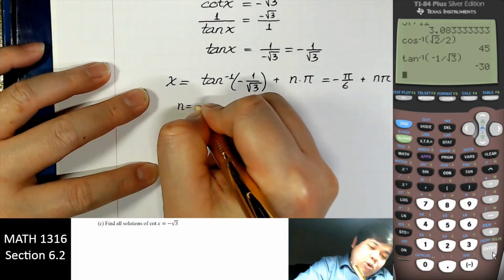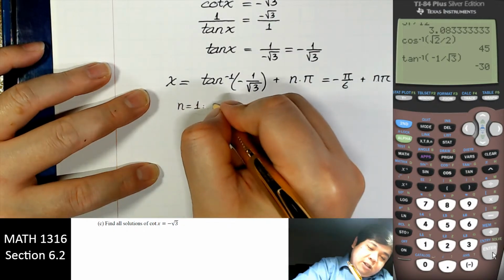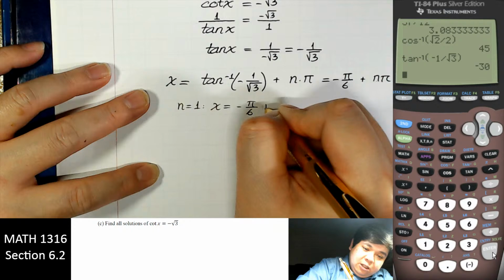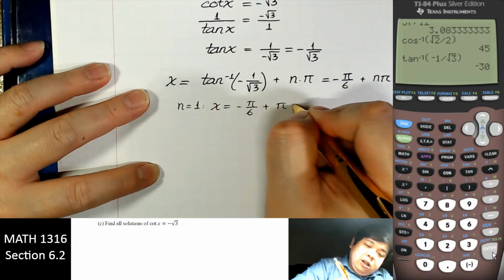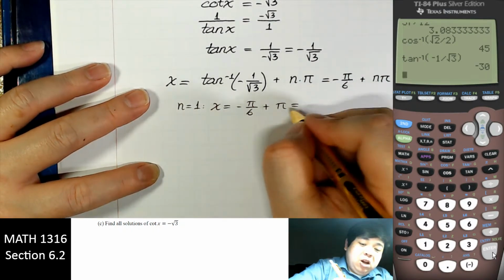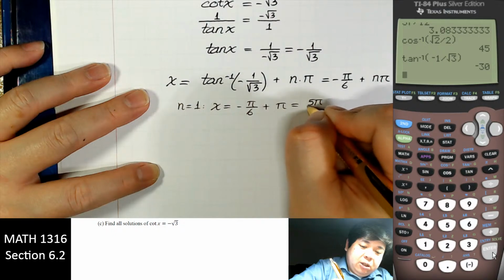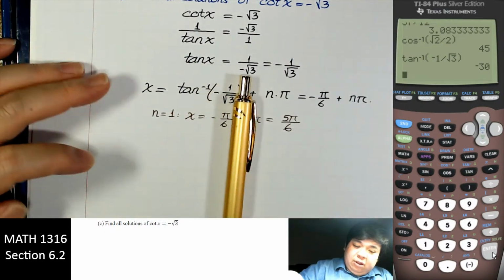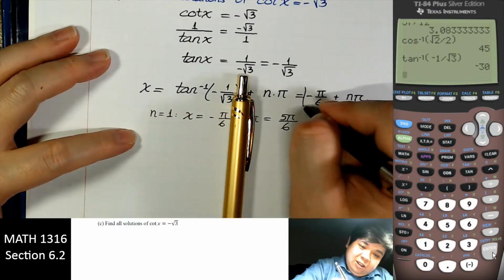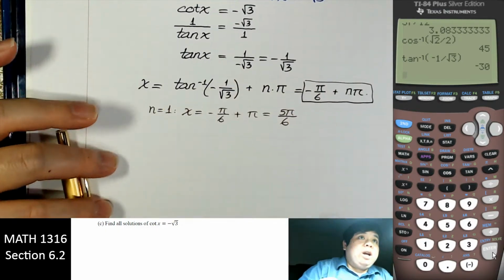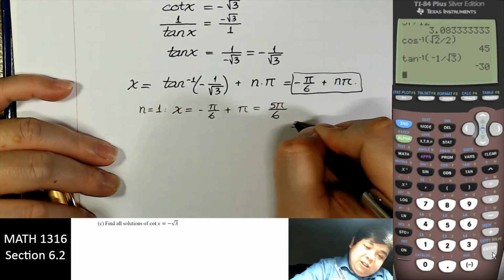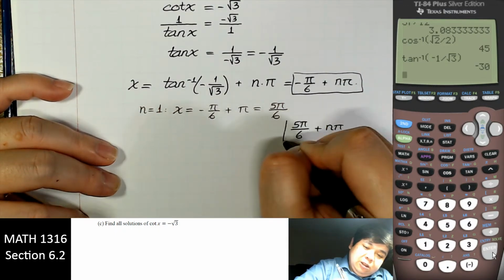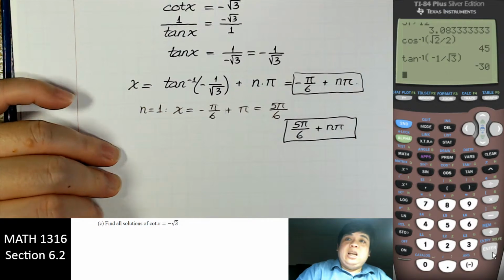If we have n equal to 1, x equal to negative pi over 6 plus a pi, negative 1, 6 plus 1 is 5 pi over 6. So instead of the answer in this form, you can also write the answer in this form as well.